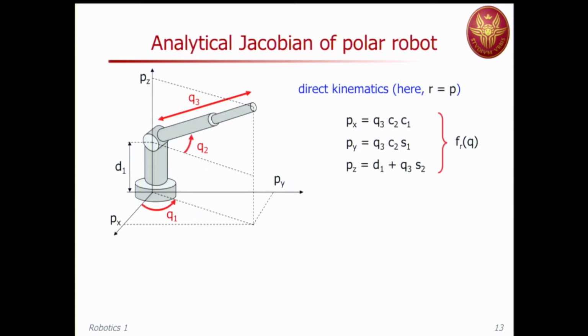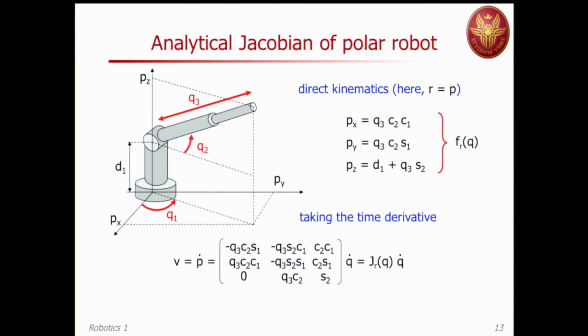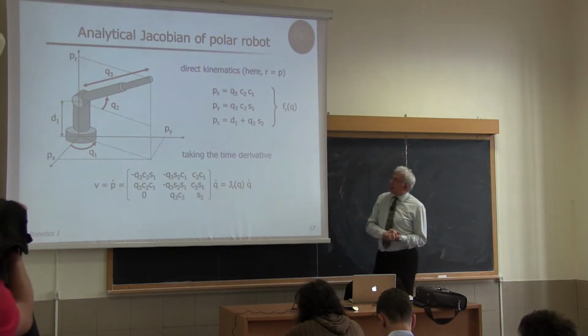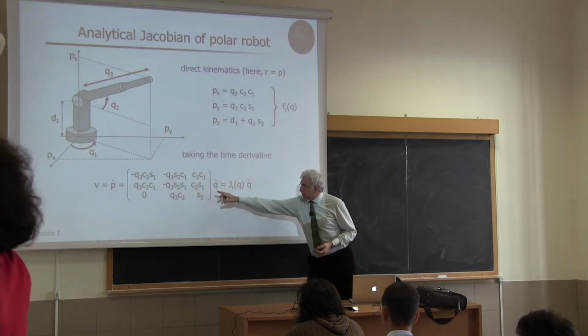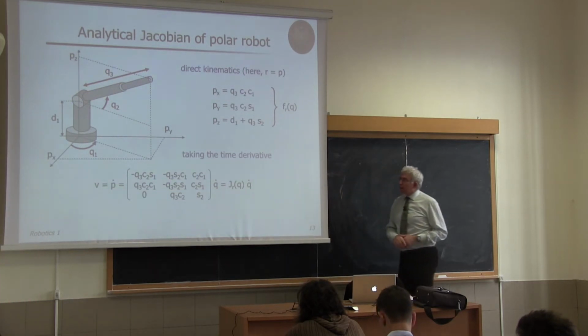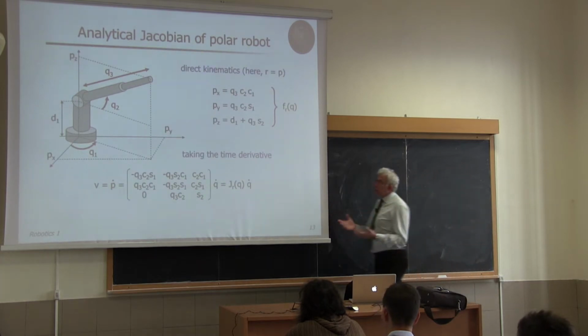Let's do another example. This is the polar robot that we have considered already for the direct and inverse kinematics. Here we consider the three coordinates of the position of the tip. We have n equals 3 joints, so this is the direct kinematics. Taking the time derivative, we now know that we just need to take the partial derivative of the expression in the direct kinematics with respect to q and then multiply by q dot. This will be the Jacobian for this particular task.